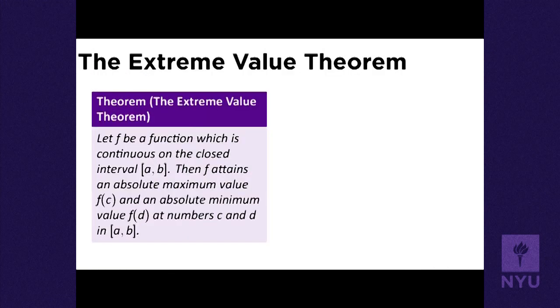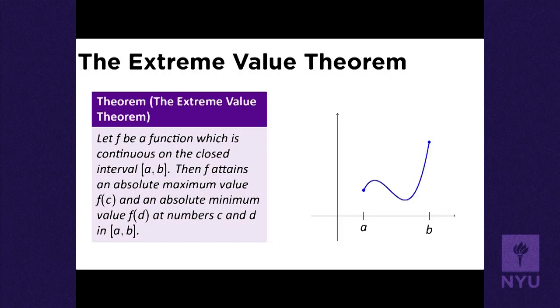Okay. So here's an important theorem which says basically that functions do have extreme values. It's called, creatively I suppose, the extreme value theorem. Let f be a function which is continuous on the closed interval a to b, then f attains a maximum value f of c and an absolute minimum value f of d at numbers c and d in the interval a to b.